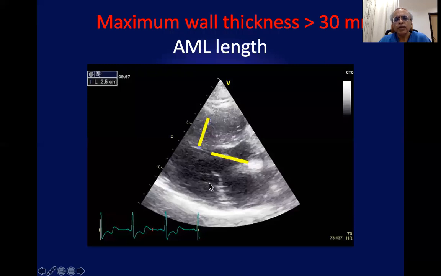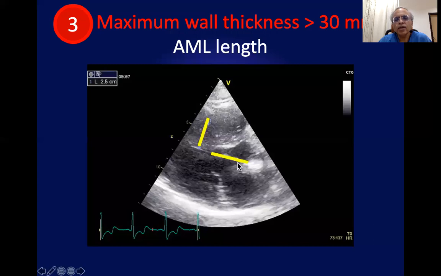Now, when we are looking at the PLAX, let us look at the thickness of the septum. Why is this very important? Because this forms the third most important risk factor for sudden cardiac death when the maximum wall thickness is more than 30 millimeters. However, you have to become cautious the moment you cross 28 millimeters.